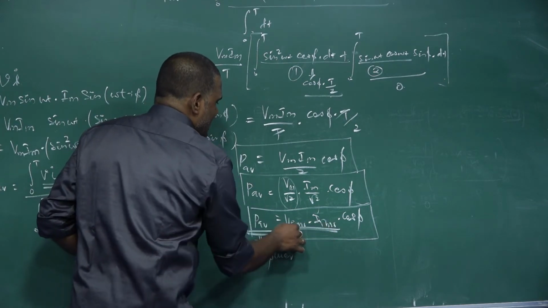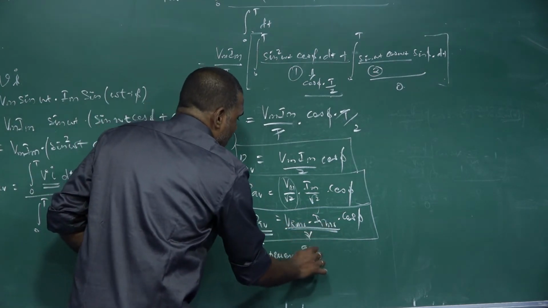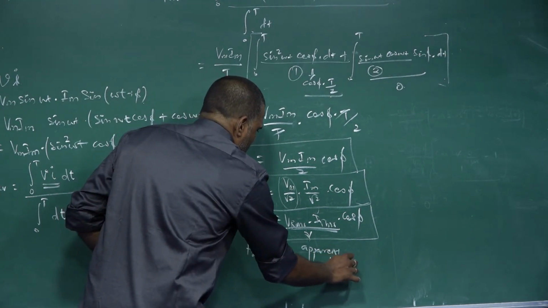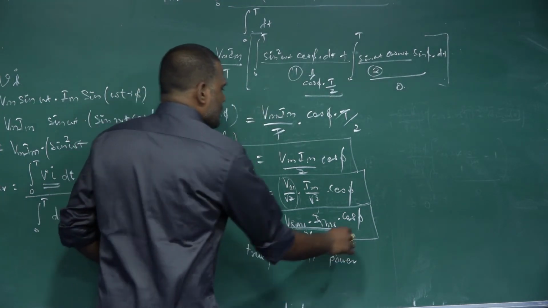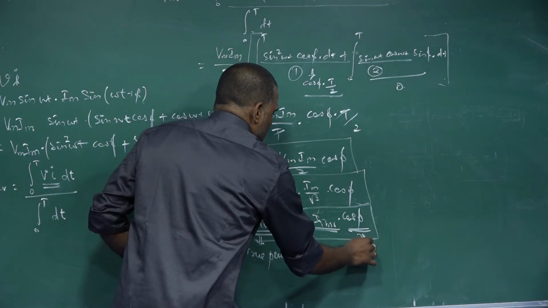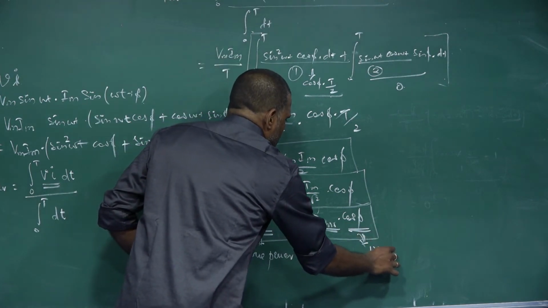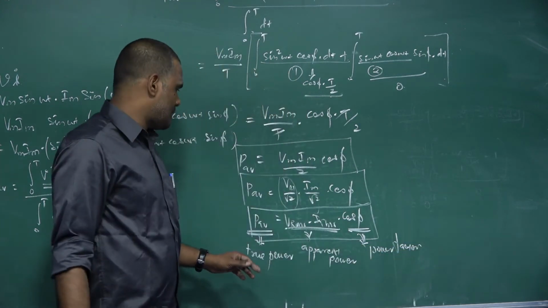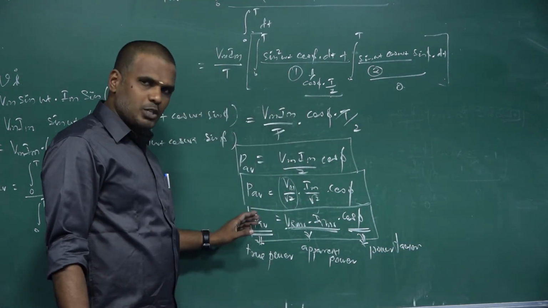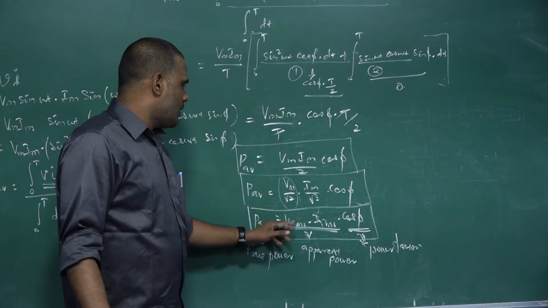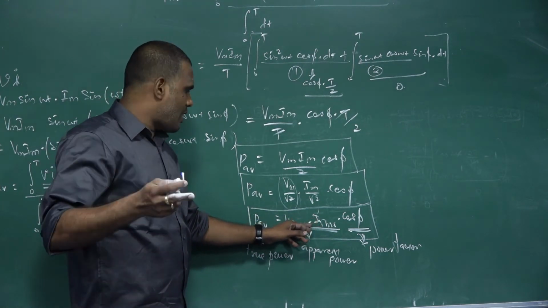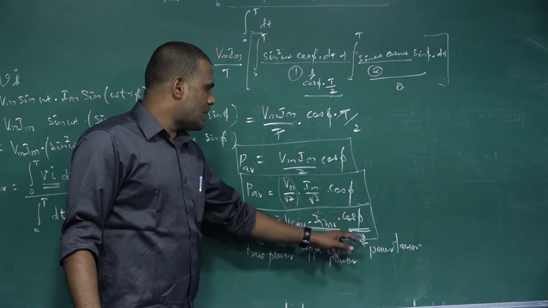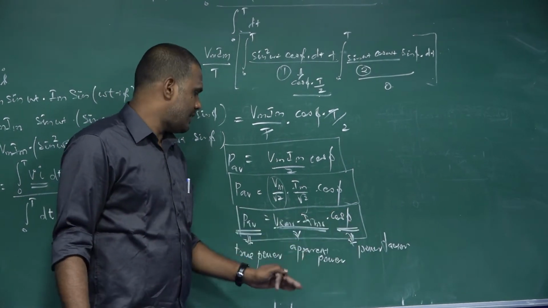This Vrms, Irms is called apparent power. Cos phi, this term is called power factor. Cos phi is called power factor. So P average, average power, is otherwise called true power. Vrms, Irms, the product of RMS value of voltage and RMS value of current, is called apparent power. And cos phi, power factor, we can say here.